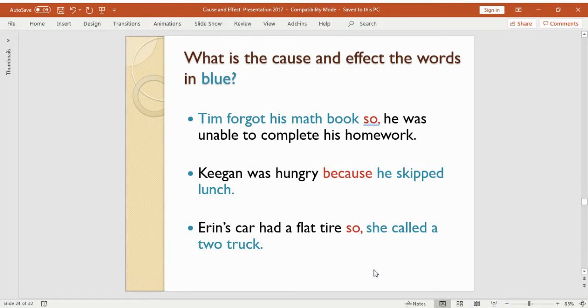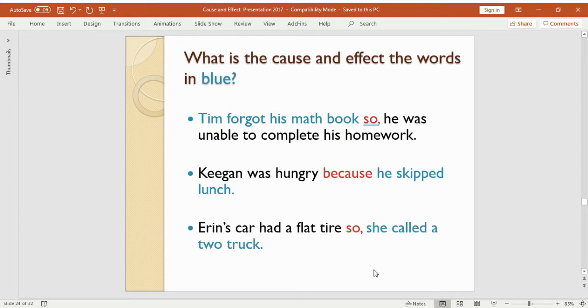And number 3, Erin's car had a flat tire, so she called a tow truck. Is she called a tow truck the cause or is it the effect? Would you write that down? Now let's go back and check our answers.